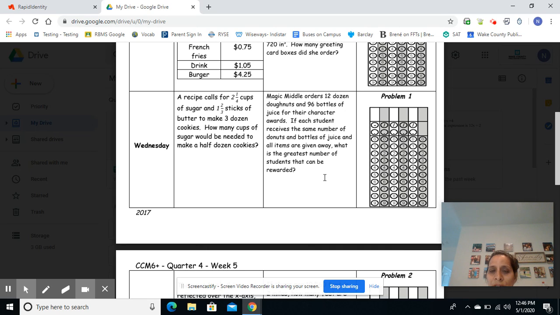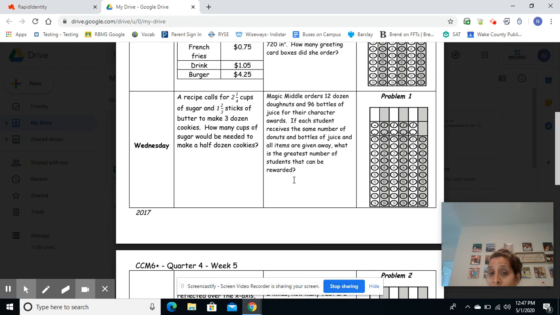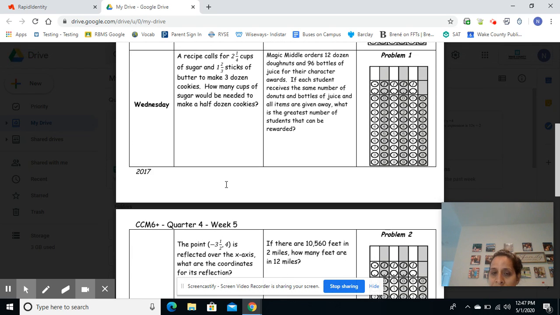Magic Midley orders 12 dozen donuts and 96 bottles of juice for their character awards. If each student receives the same number of donuts and bottles of juice, all items are given away. What is the greatest number of students that can be rewarded? So you have to think about what has the greatest in it, and think about, do you need to find a least common multiple or the greatest common factor in this problem?